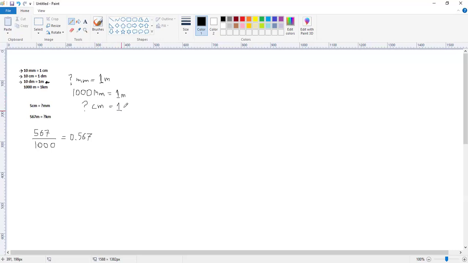Wait. Okay, so 1 centimeter. So there's 10 millimeters in 1 centimeter.